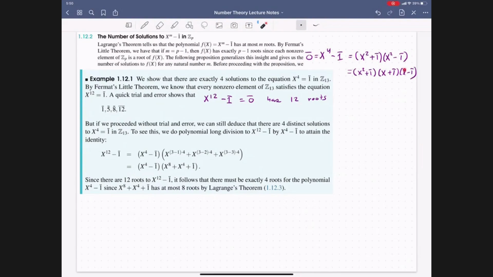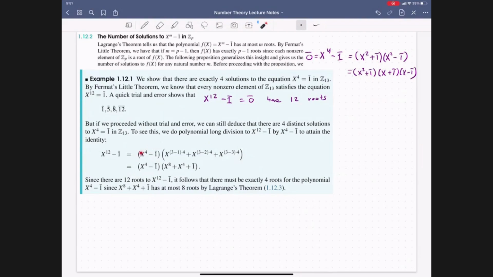It turns out that this has 4 roots, so we found already 2 of them, 1 and -1, so we see 1 and 12. But we also can find by trial and error that 5 and 8 are going to be roots for x squared plus 1 bar is equal to 0 bar. But we could do this another way, which is making an observation of an identity. Specifically, we look at x to the 12 minus 1 bar, and we divide that by x to the 4 minus 1 bar. Long division results in the following polynomial.